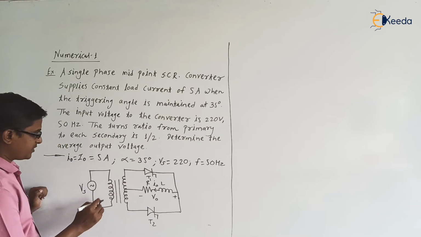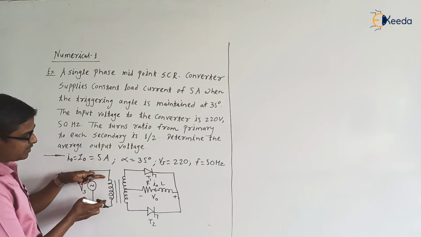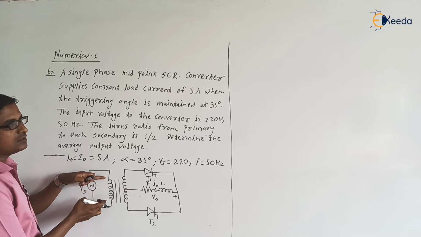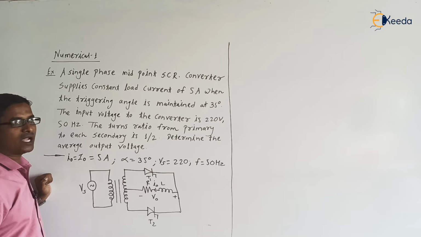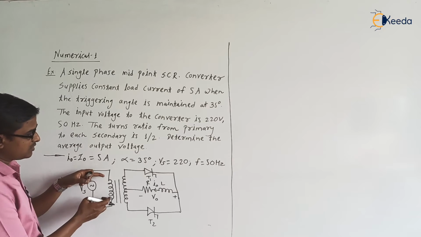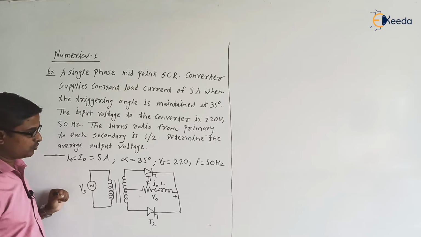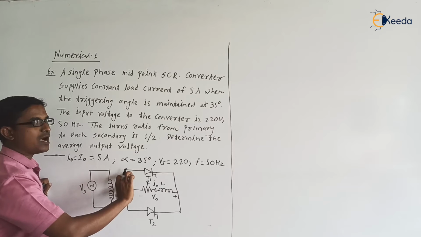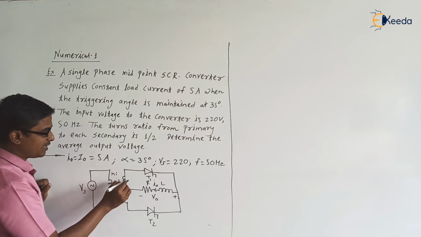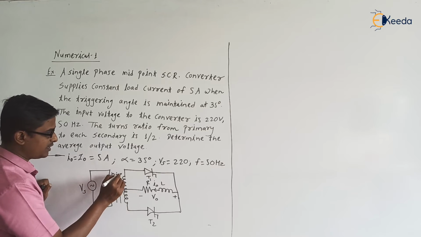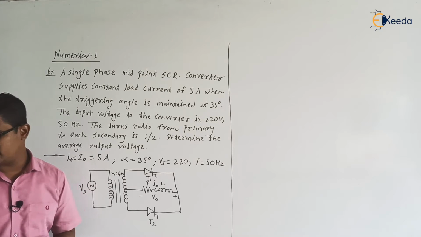Be careful here. The turns ratio from primary to each secondary they have given. So this primary turns to each secondary turns ratio is 1/2. So primary turns divided by secondary turns is equal to 1/2. The meaning is that the secondary half portion number of turns will be 2 times the primary turns. So if the primary is n, it is like 2n here and 2n here, so it is n/4n. Be careful, this is very important. How is it n/4n?